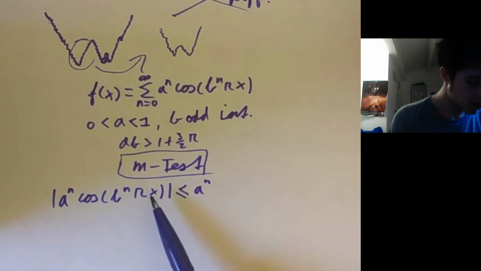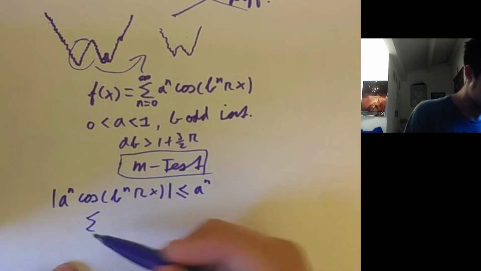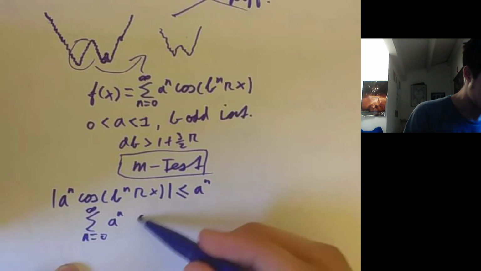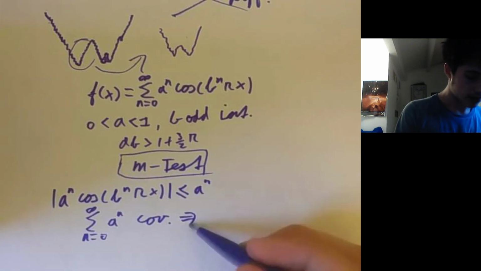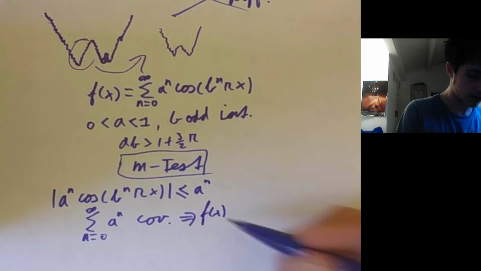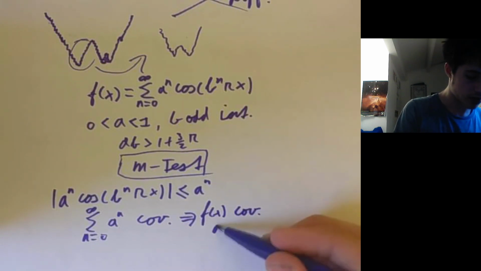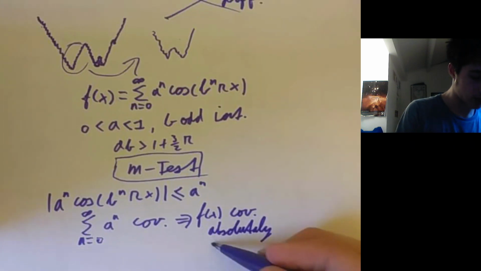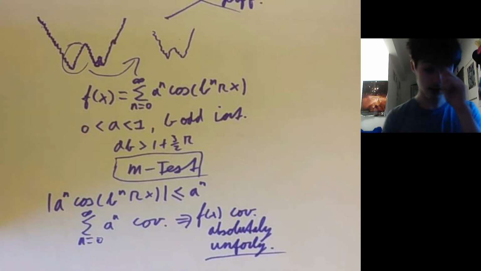so we see this thing holds, and of course the sum from n equals 0 to infinity of a to the n does converge, because a is in between 0 and 1. So this implies that our function f of x does converge, but not only converge, it converges absolutely and uniformly.